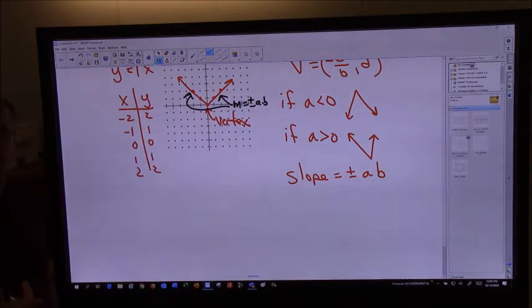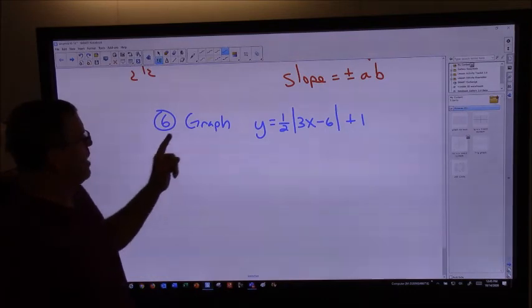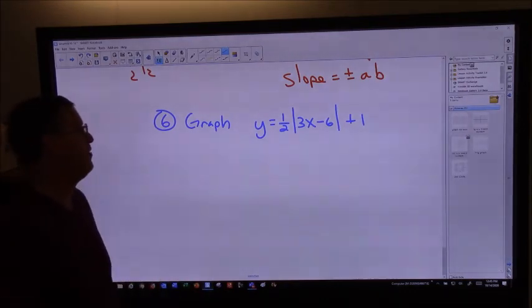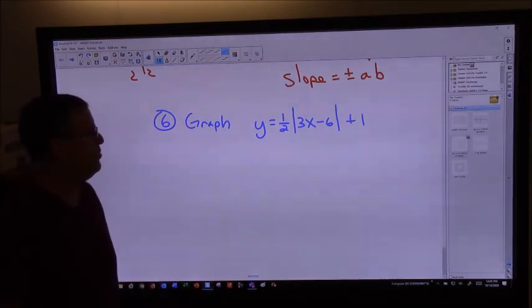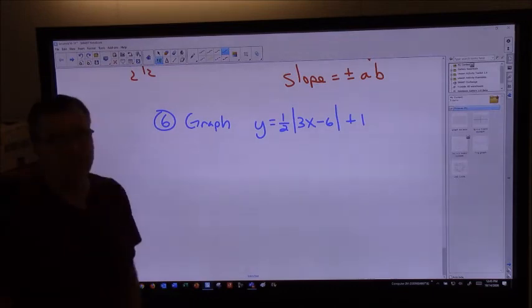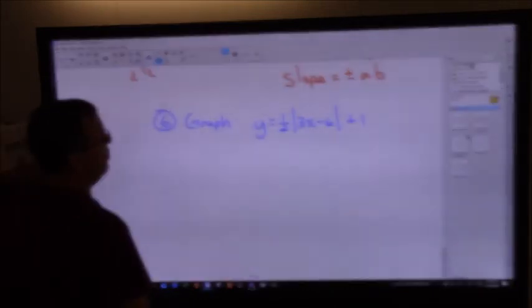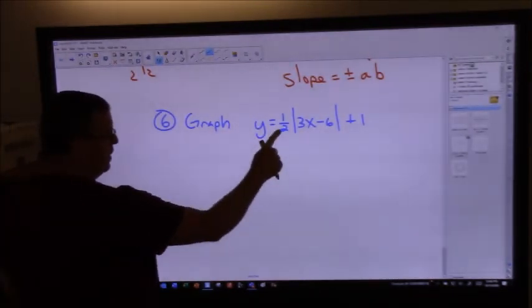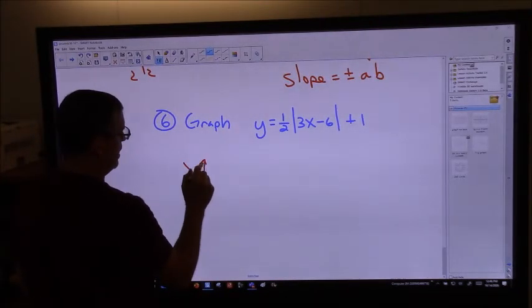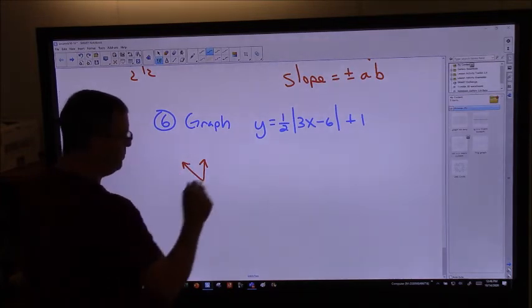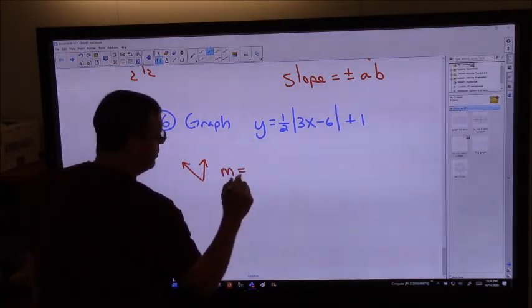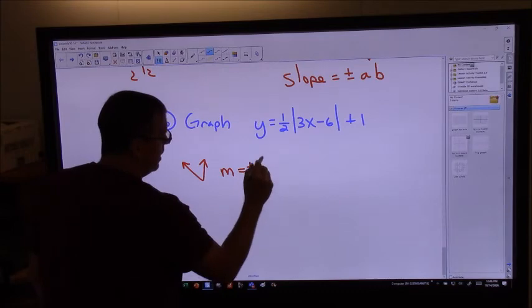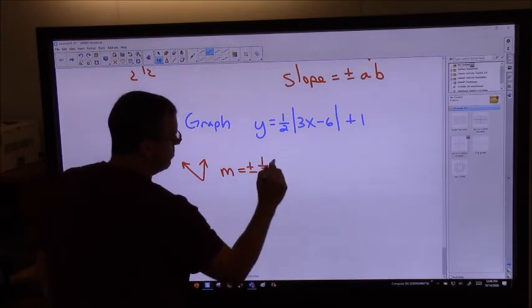All right, let's do a sample problem. All right, so I'm going to graph y equals 1/2 times the absolute value of 3x minus 6, plus 1. So I'm just going to list my basic information to start with. A is positive, so I know this absolute value function opens up. My slope is going to be plus or minus 1/2 times 3.